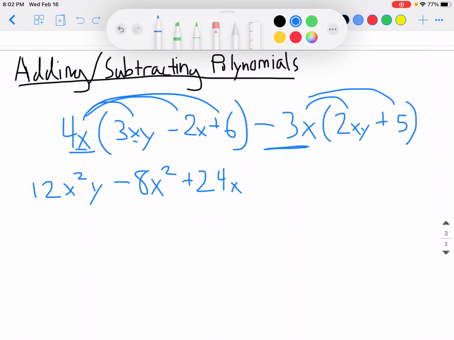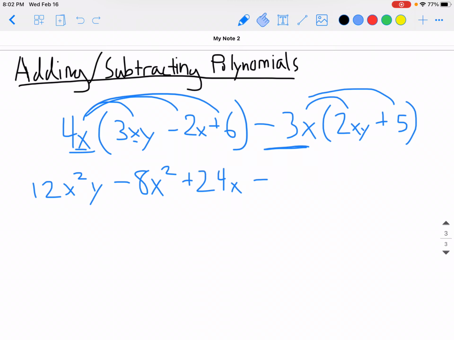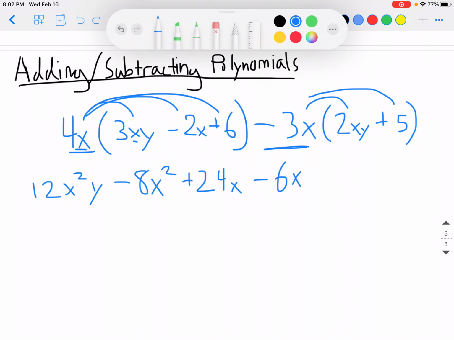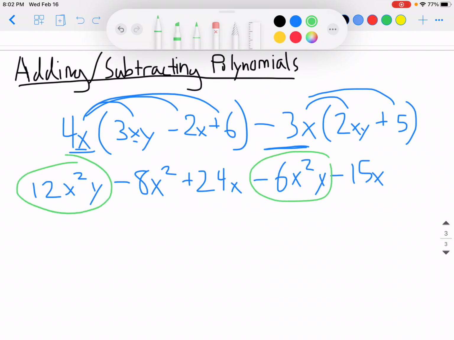Next, I'm going to take care of this negative 3 and distribute that as well. So I'm going to get negative 6x squared y, and then, not plus, I have a negative sign, so it's going to become minus 15x. Now I've done my distributing, I have to see what like terms I have. And so here I see an x squared y and an x squared y. I see an x squared, which is kind of floating solo. And then I see just an x and an x. And so now it's about combining those like terms.